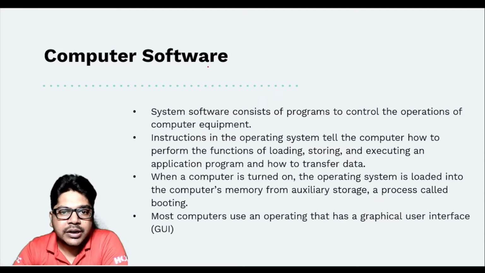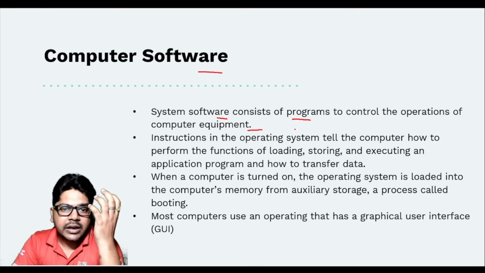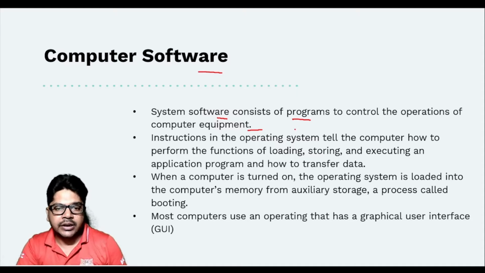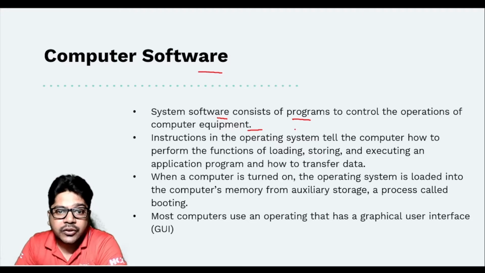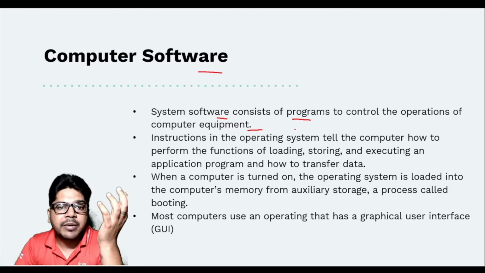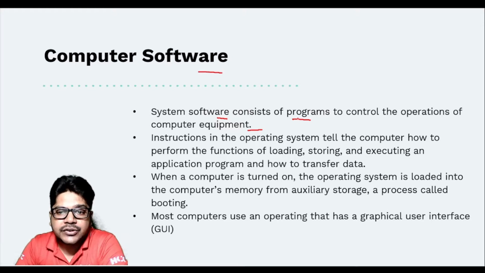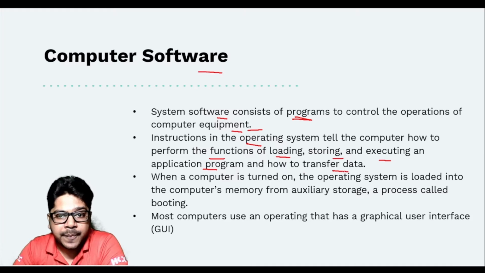Now coming back to computer software. What is computer software? The system software consists of programs to control the operation of the computer equipment. When you are running a computer, you need to control it, right? Right now I am presenting using a PowerPoint presentation, which is nothing but a kind of software. System software consists of programs to control the operation of computer equipment, and instructions in the operating system tell the computer how to perform the functions of loading, storing and executing an application program, and how to transfer data. This is the role of an operating system.